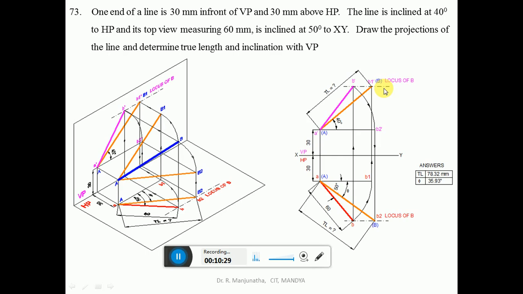So how do we find the front view now? Draw a vertical projector from B such that it cuts the locus of B in the front view here. So this is going to be B dash. Then join A dash B dash with a dark line.